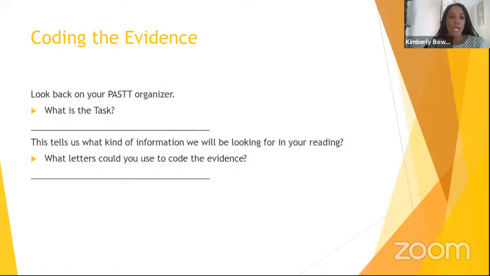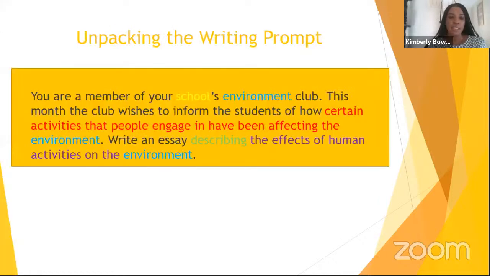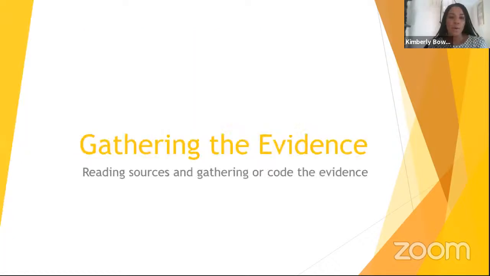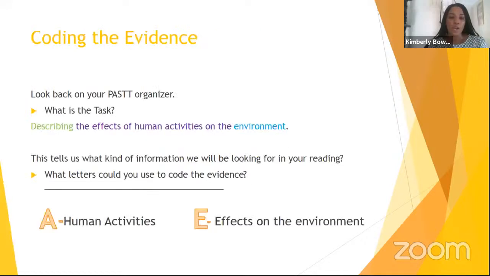So we can think of what letters we can use to code this evidence. It says the effects of human activities on the environment. So we can use A and E to code the evidence. We can use A for all the human activities and E for the effects on the environment. Anywhere in our source where we see human activities, we're going to put an A. And when we see the effects that these activities have on the environment, we're going to put an E. Let's see how we do that with our source.